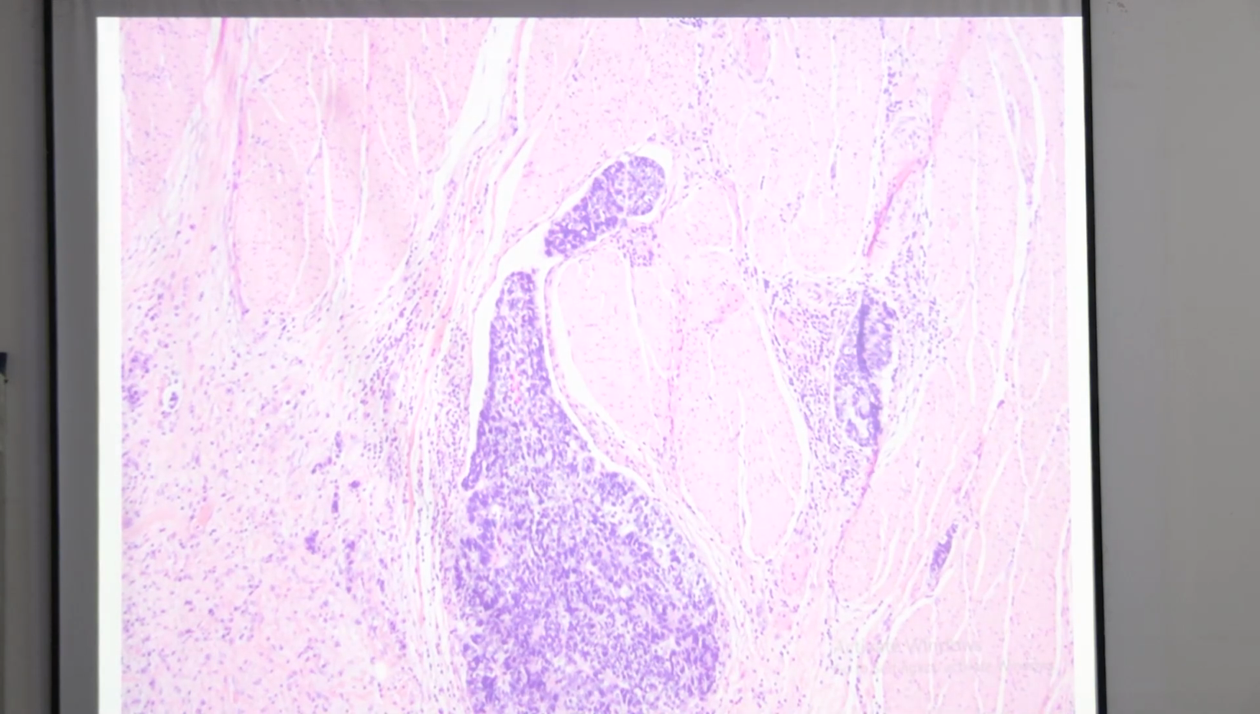Another picture. In this picture you can see there is almost no glandular formation, almost a solid mass. So there may be gland formation, there may not be gland formation. The malignant cells may be like this, there is no gland formation and it is lying like a solid mass.